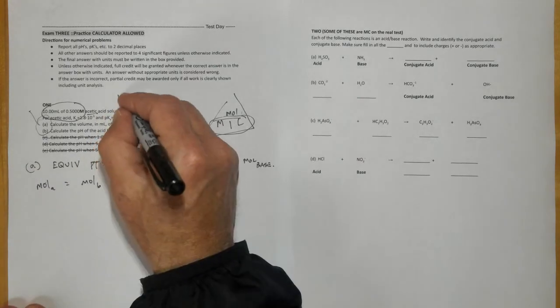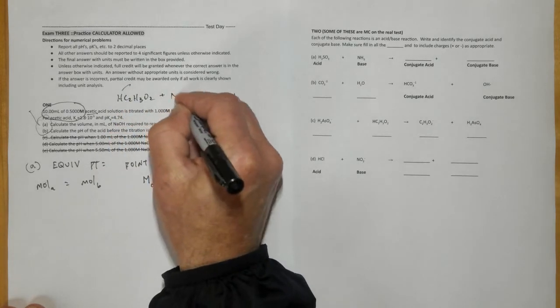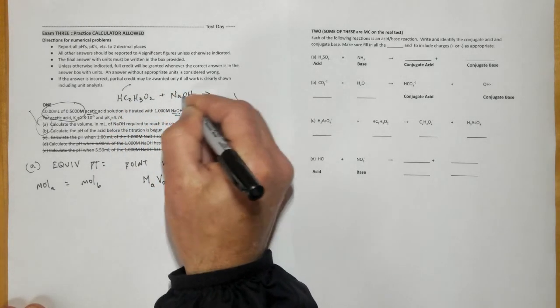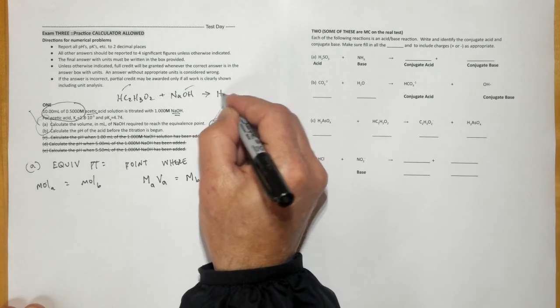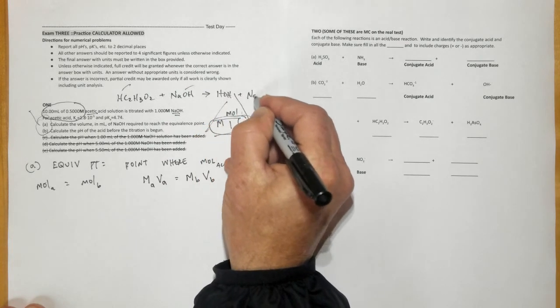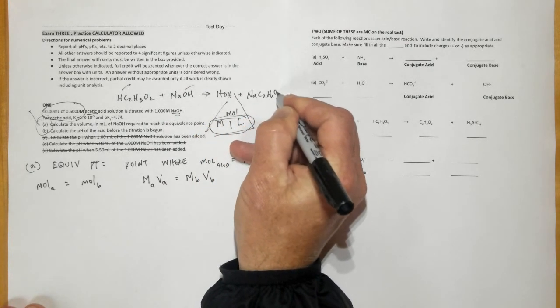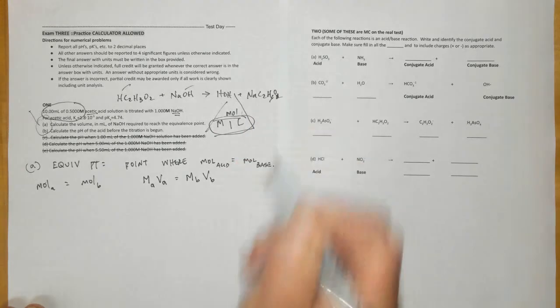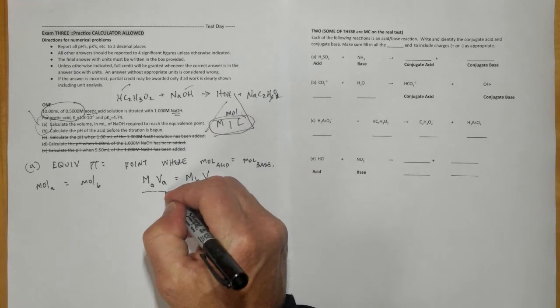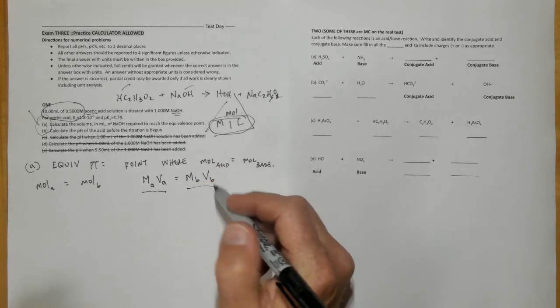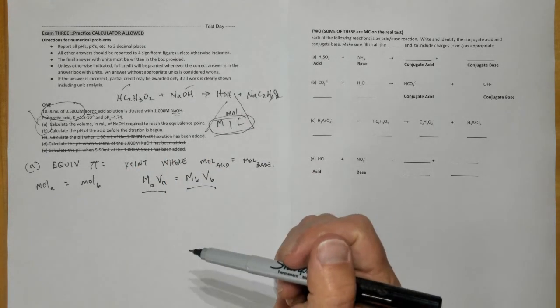And so acetic acid, of course, is HC2H3O2, one acidic hydrogen, plus NaOH, one OH right here, and so then we're going to get water, and we're going to get the salt NaC2H3O2. So it's a 1-to-1 ratio, so 1 mole equals 1 mole of acid to base.